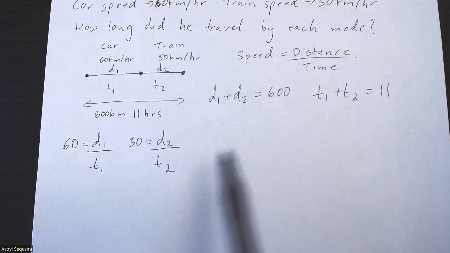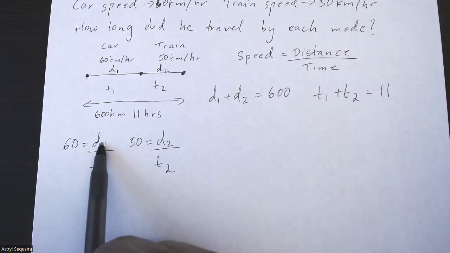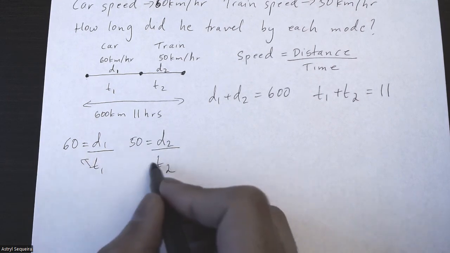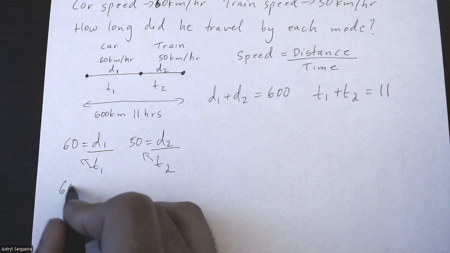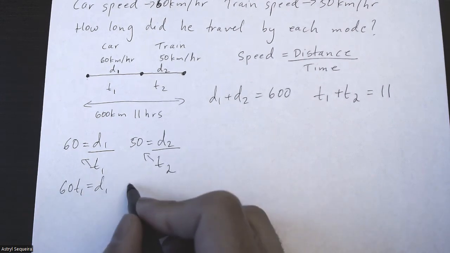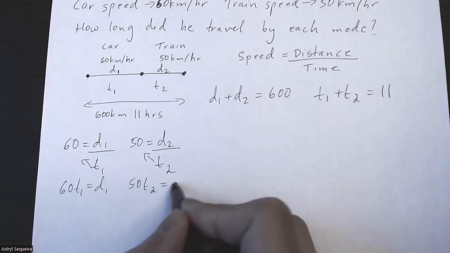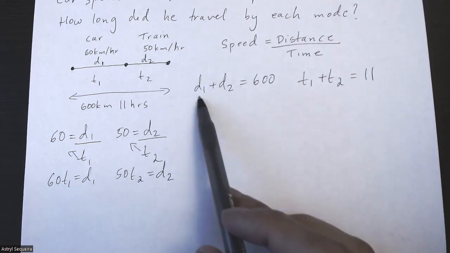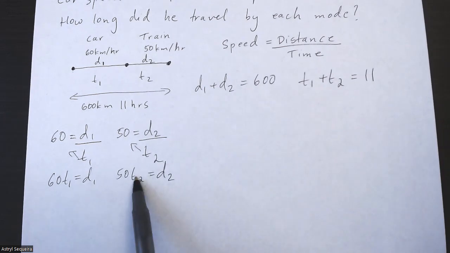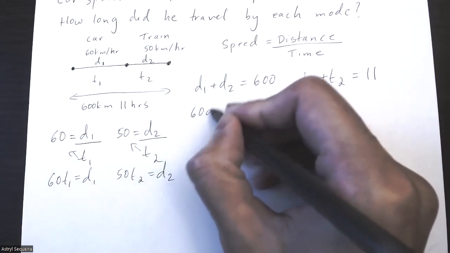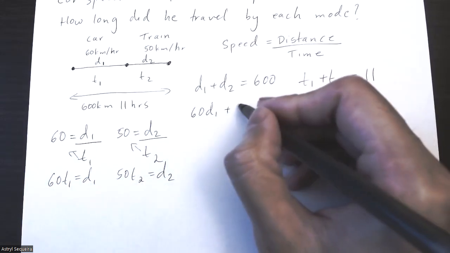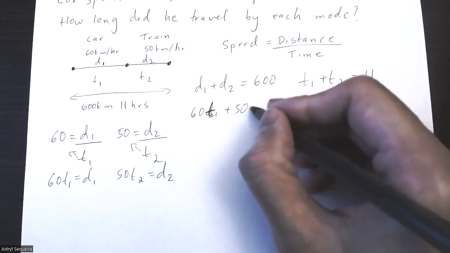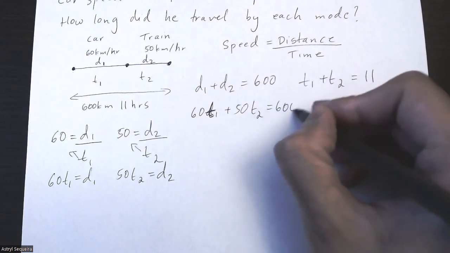Now I have four equations and four variables I can solve with substitution. I know this might seem difficult, but I'm going to show you a very easy way to do it. The first thing we're going to do is we're going to isolate D1 and D2 here by cross multiplying these two terms at the top. So 60T1 equals D1 and 50T2 equals D2. Now I'm going to replace this D1 and D2 with 60T1 and 50T2. So 60T1 plus 50T2 equals 600.